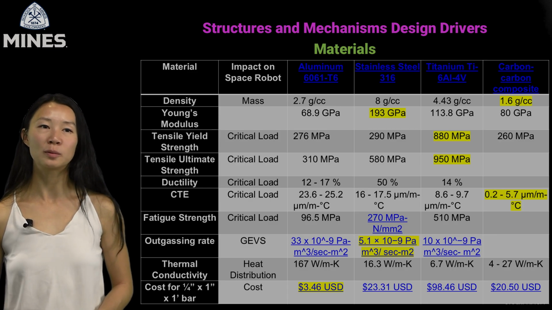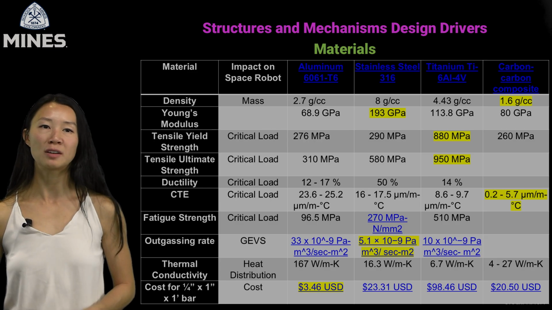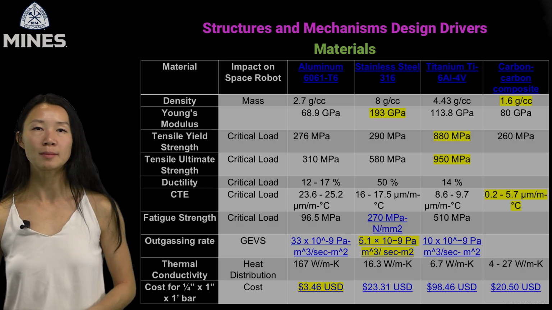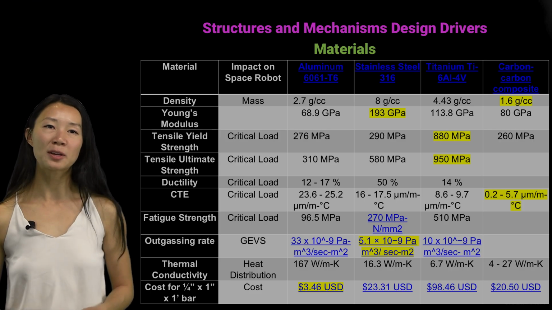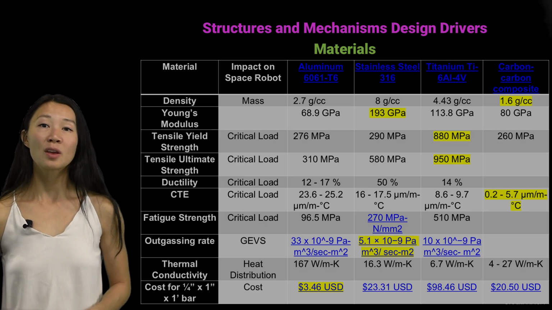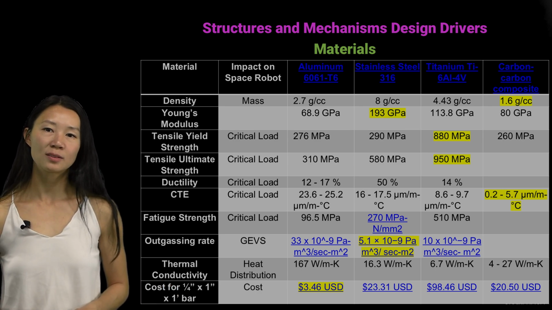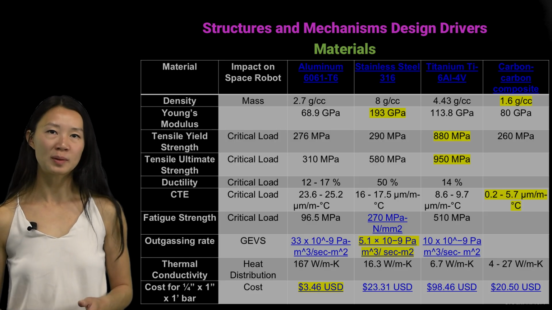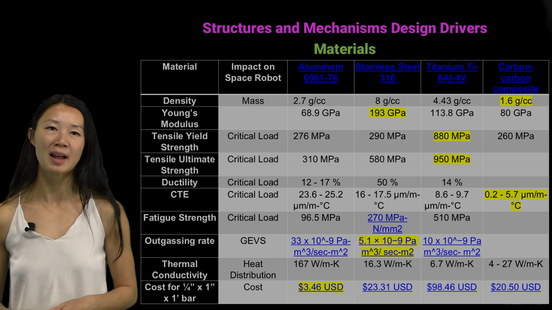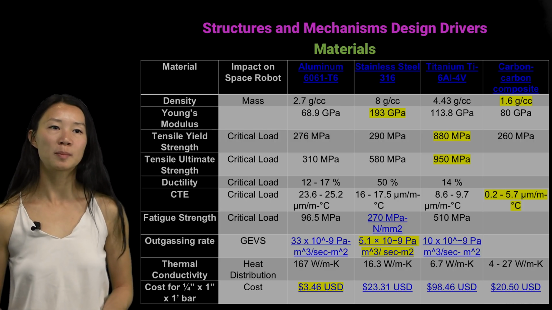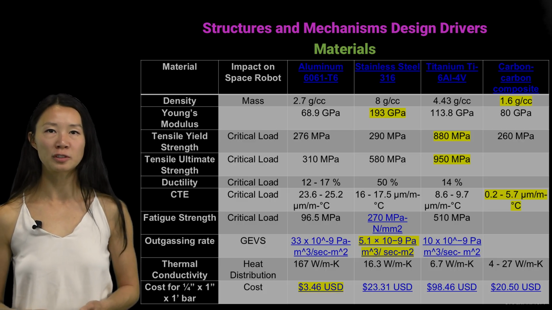Let's wrap up with 2 real-world considerations: Outgassing, especially for internal spacecraft materials, can degrade optics or contaminate surfaces. Here, stainless steel 316 has the best vacuum outgassing performance. For cost, aluminum is cheapest at $3.46 per USD. This was taken in 2020, so it might be different now. Whereas titanium offers superior performance in several metrics, but at a premium, nearly $100 for the same part.